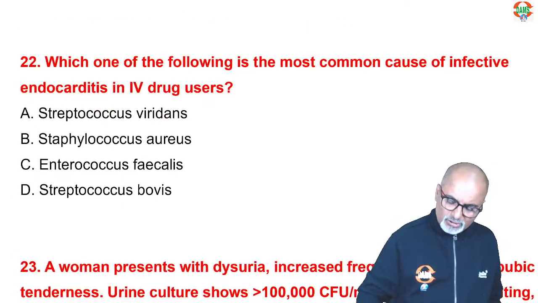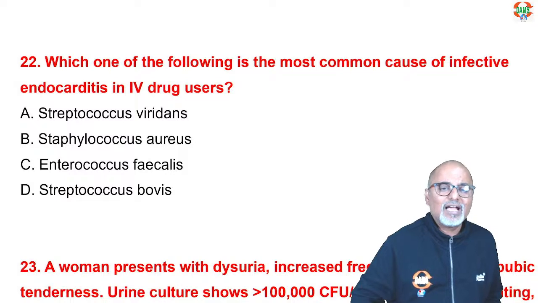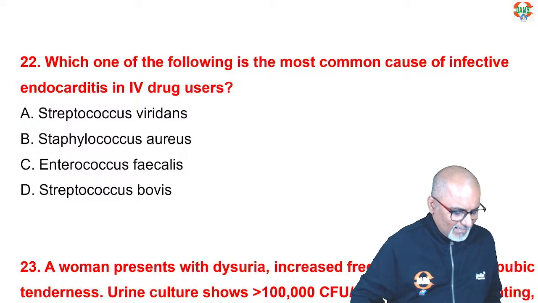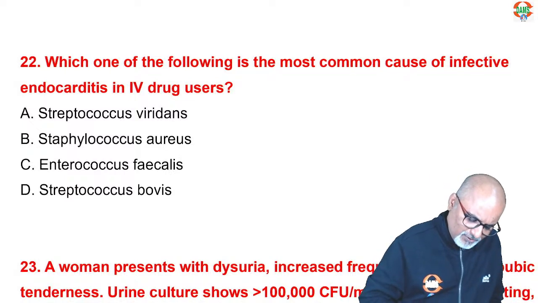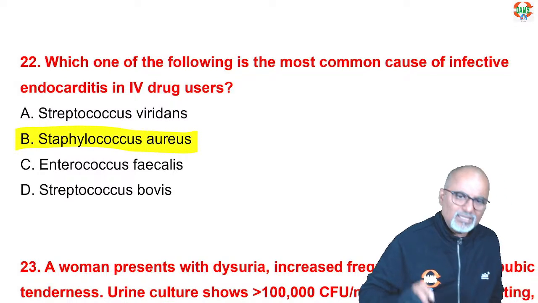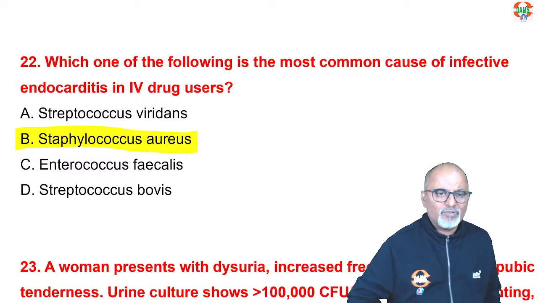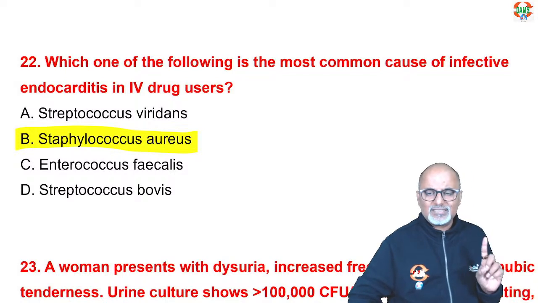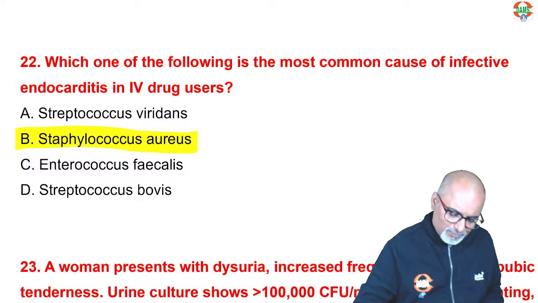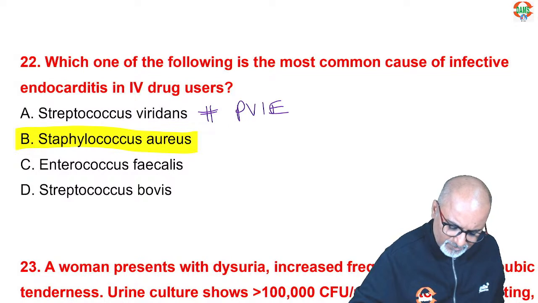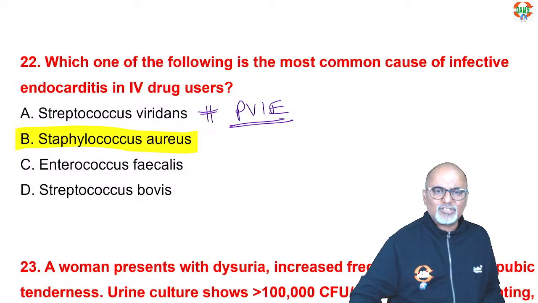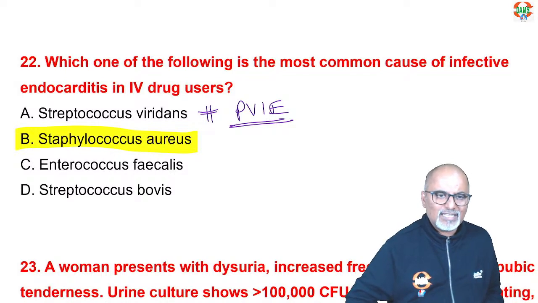Which one of the following is the most common cause of infective endocarditis among IV drug users? Staphylococcus aureus is the most common among IV drug users. IV drug users always think of three: Staph aureus, Pseudomonas, Candida. Streptococcus viridans you can see in prosthetic valve infective endocarditis.